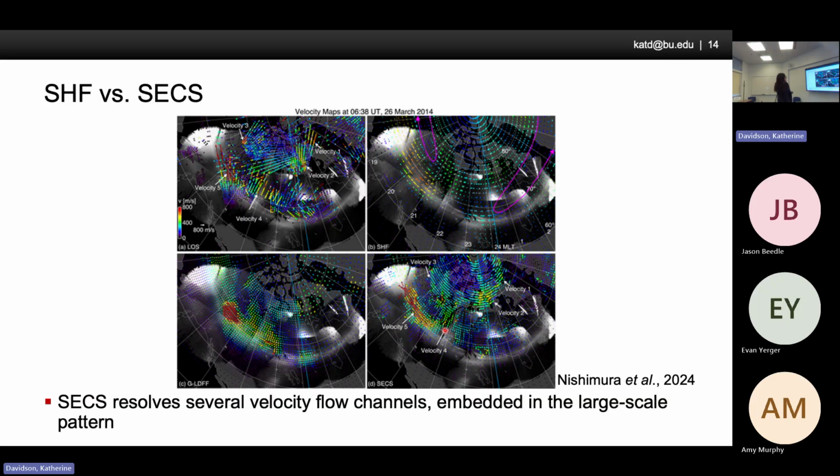And then the bottom right panel shows the spherical elementary current systems method. And you can see that we maintain all of these individual flow bursts, like here, here, and here. But it still resembles that large scale picture. So we still have these little mesoscale bursts within the large scale picture. And that makes this method suitable for studying our mesoscale ionospheric flows.